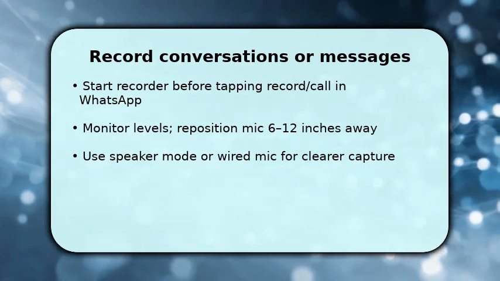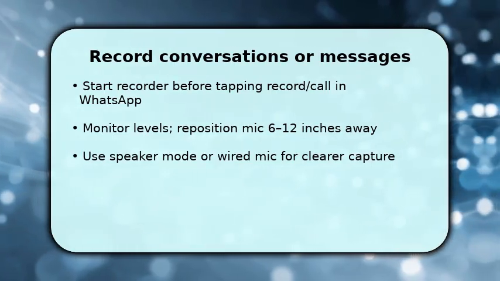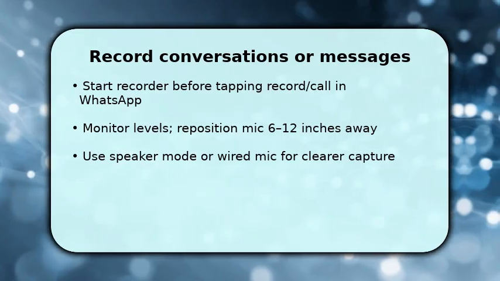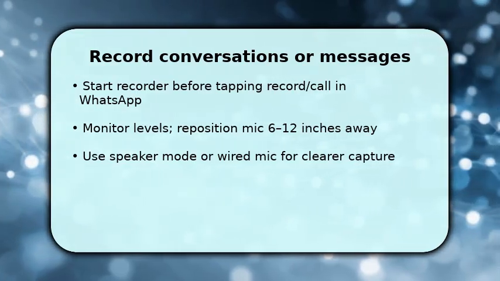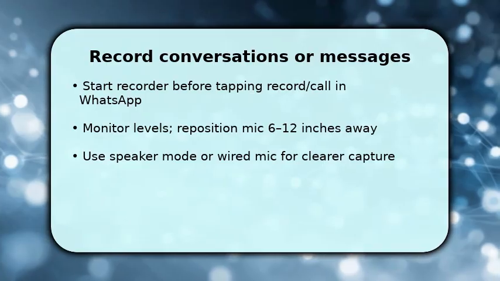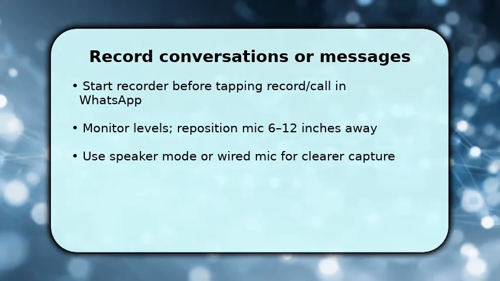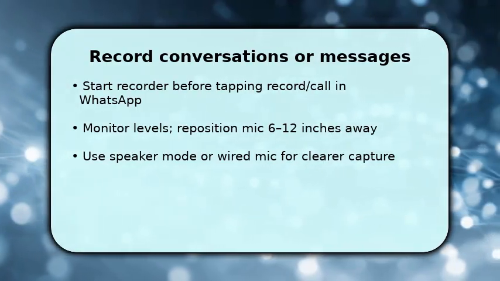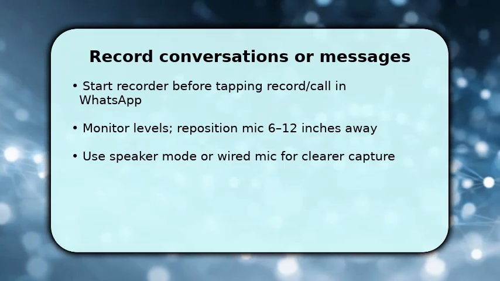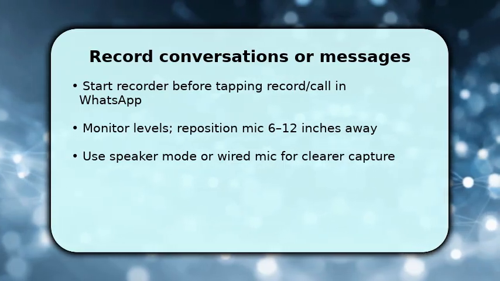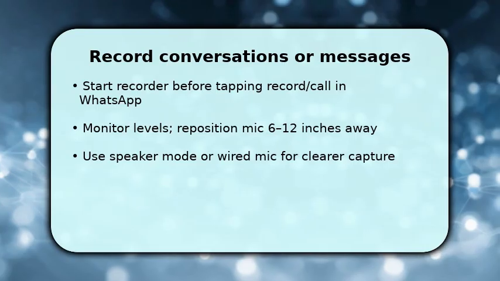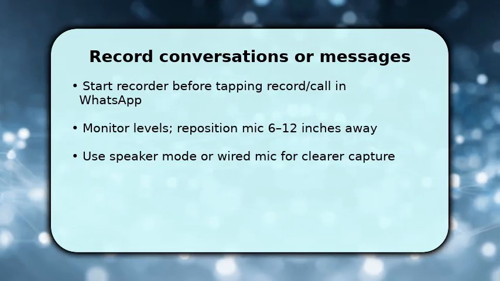This ensures full capture. You should watch input levels and adjust distance. About 6 to 12 inches is a good range, so voices don't clip. If you can, switch WhatsApp to speaker mode or plug in a wired microphone for improved clarity. During longer takes, pause the app that sends notifications and glance at the recorder occasionally to confirm it's still active.